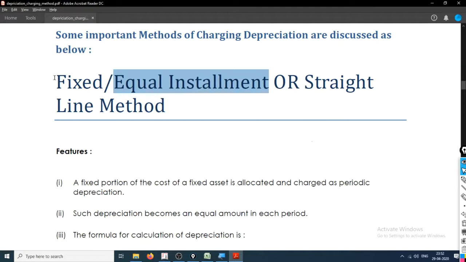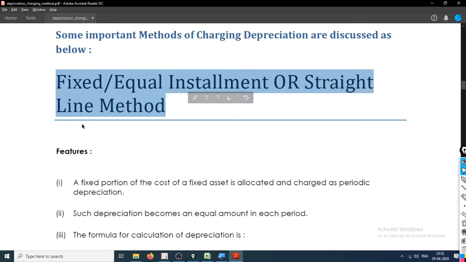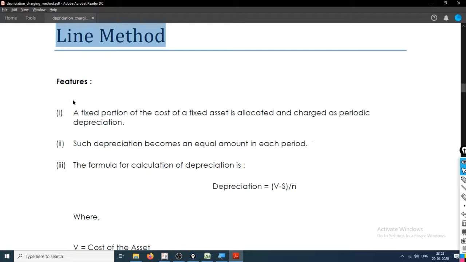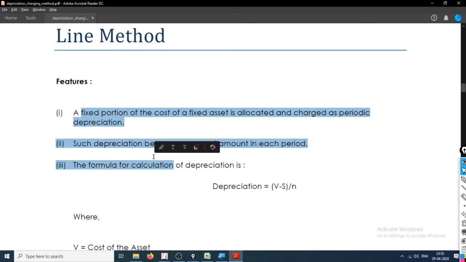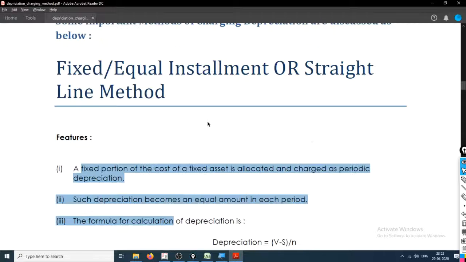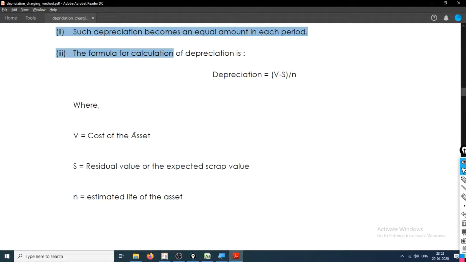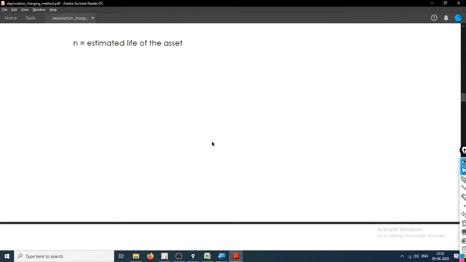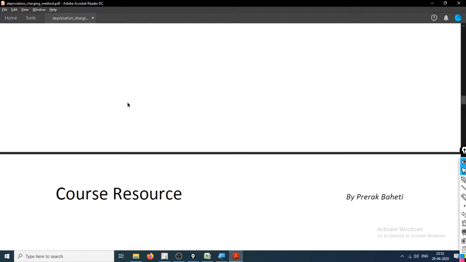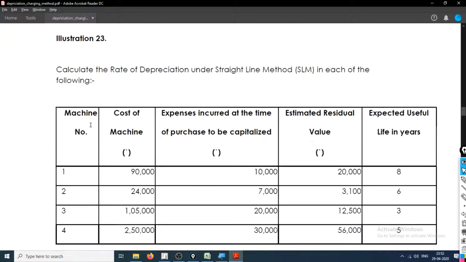Let's study the fixed equal installment or straight line method of depreciation first. We know what the straight line method is: dividing the cost by the number of years and charging the same amount of depreciation every year. We have an example right here.